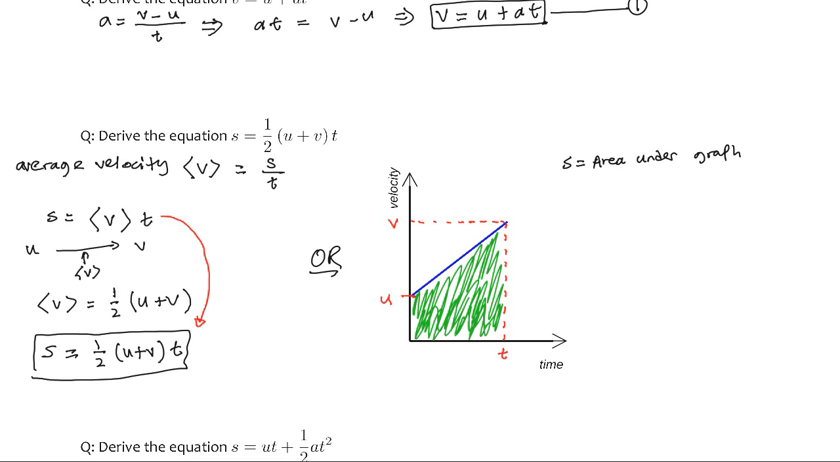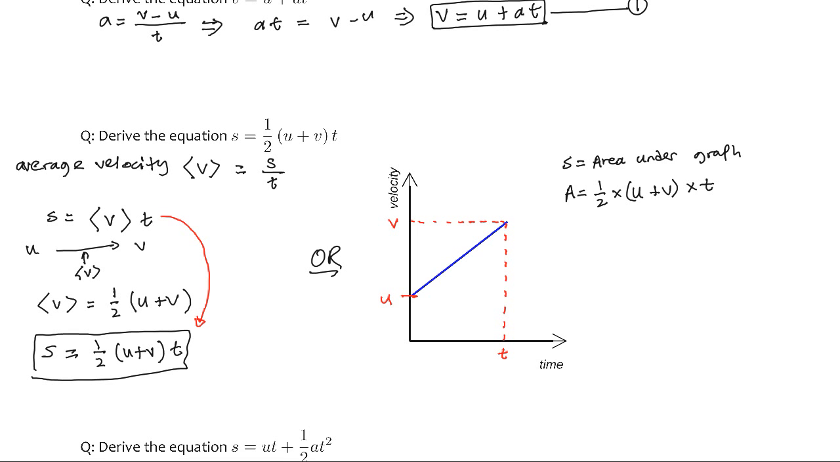should I remove that scribbling? Yeah, I'll probably remove it. Because it's a trapezium, I can say the area under the graph is half into u plus v into t. Where does that come from?